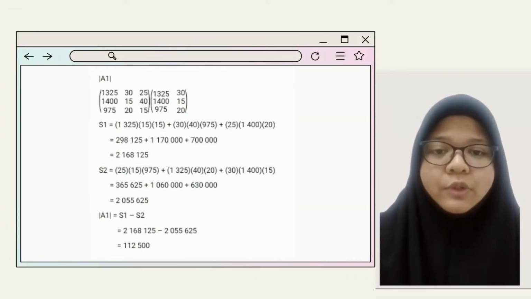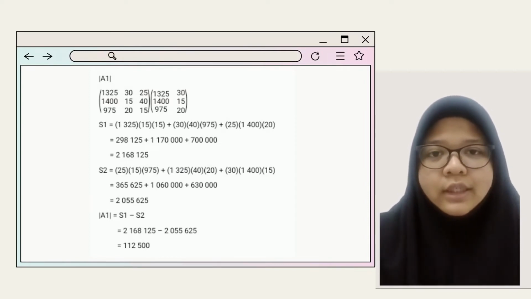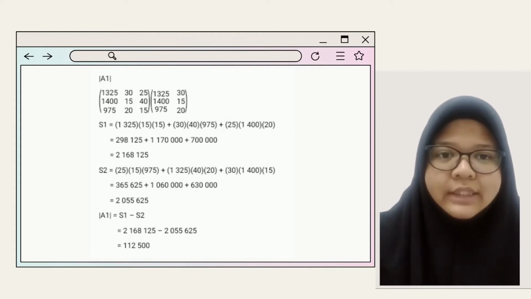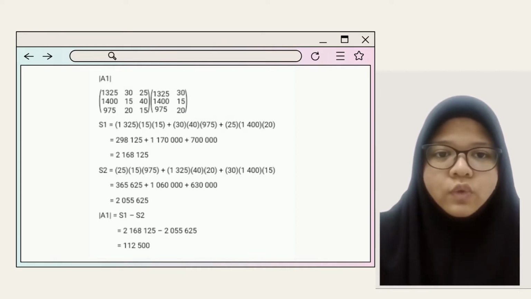Next, we use Cramer's rule to find the values of X, Y and Z. To find the value of X, we substitute the X part in the matrix. So we get, S1 is 2,168,125, S2 is 2,055,625. So the determinant of A1 is 112,500.